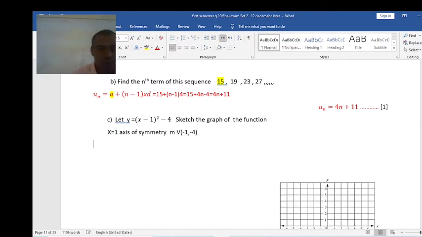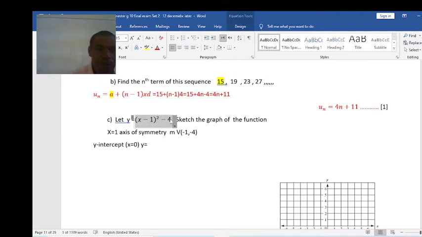This is the first step before starting. Then you are going to find the y-intercept. Y-intercept means x equals 0. When x equals 0, y is equal to, I will just write this one.